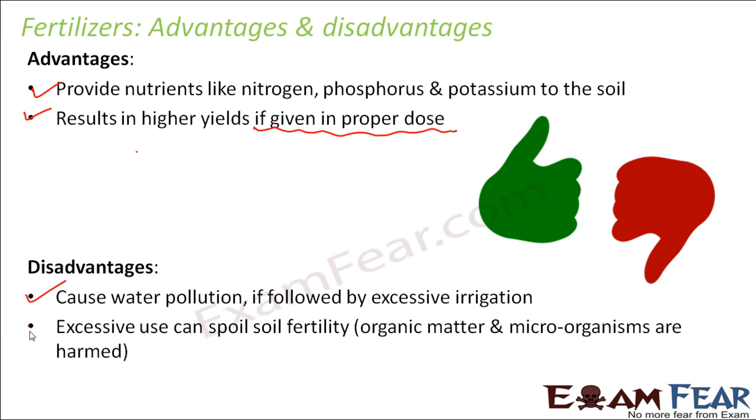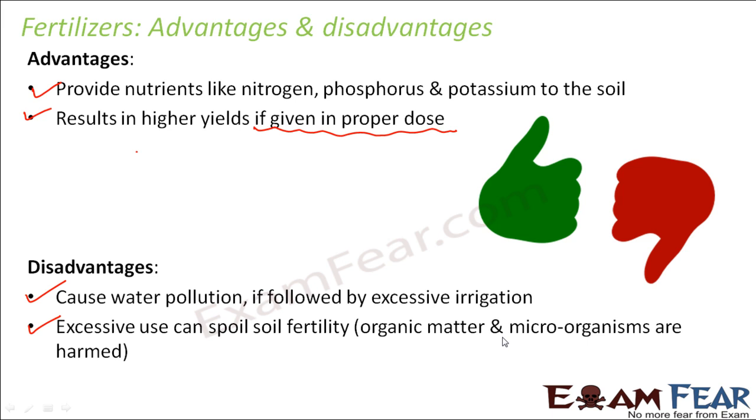Excessive use can spoil the soil fertility. Organic matter and microorganisms are harmed, because fertilizer is nothing but chemicals. So too much chemical application sometimes will kill the microorganisms present inside the soil, and we all know how important microorganisms are. They are the ones which help in decomposition of the organic matter and thus form the inorganic nutrients required for the plant. So if the microorganisms are harmed, basically we are spoiling the soil fertility. So these are some of the disadvantages associated with fertilizers.